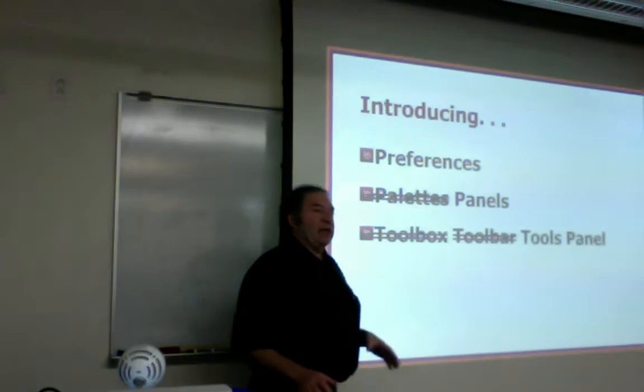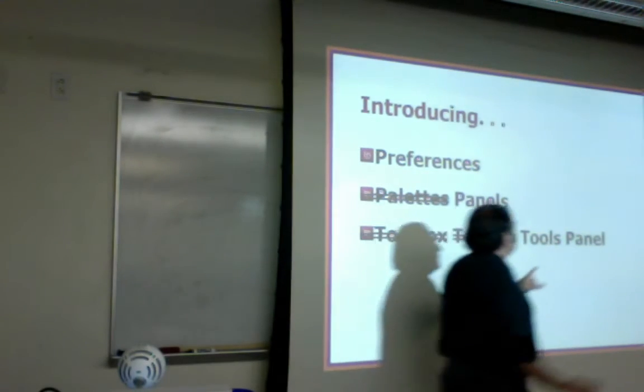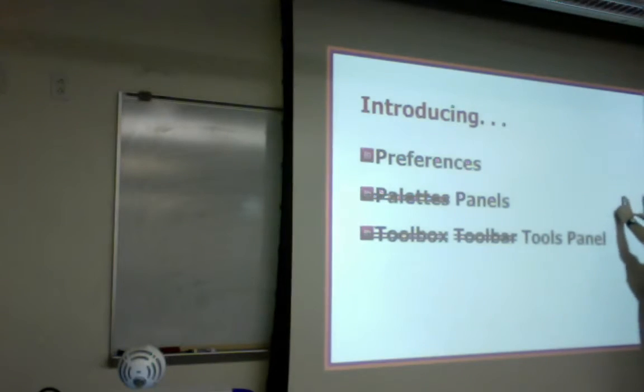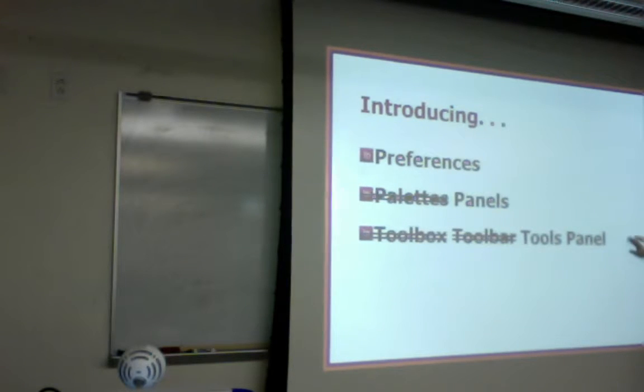They mean panels. And the panels are things that pop up. They're little windows that pop up, usually on the right-hand side, and they give you controls over things like characters and paragraphs and alignment and all that other good stuff.